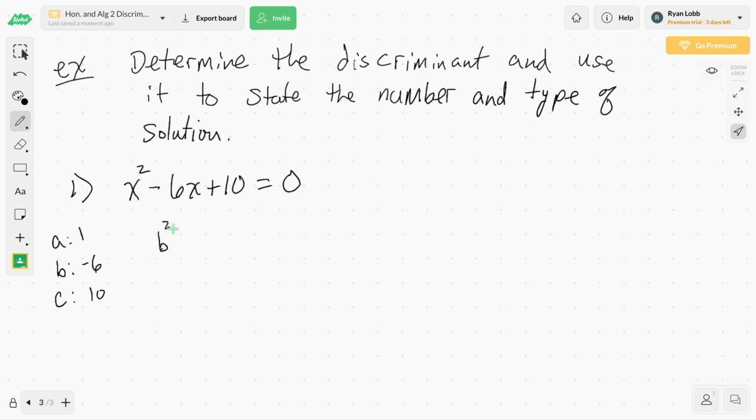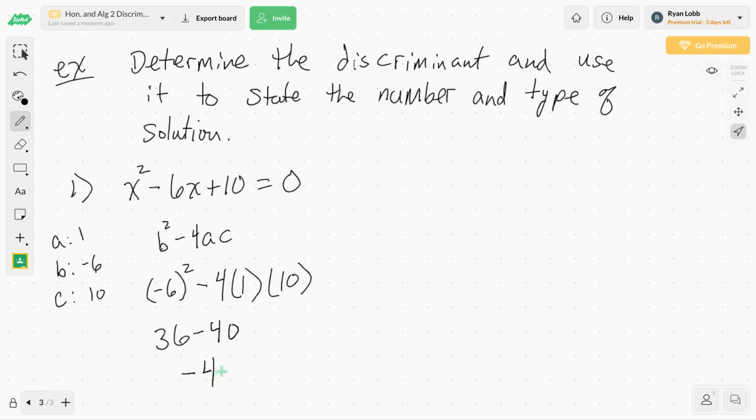Here's my discriminant, b squared minus 4ac. There is no square root over that. Then you just sub in, in this case, -6 squared, b squared, in parentheses, has to be in parentheses, otherwise it's not really written down correctly, minus 4 times a, 1 times c, 10. Do the arithmetic here. I have 36 minus 40, okay, which is -4, okay? So this value right here, -4, that is your discriminant for this quadratic equation, okay?